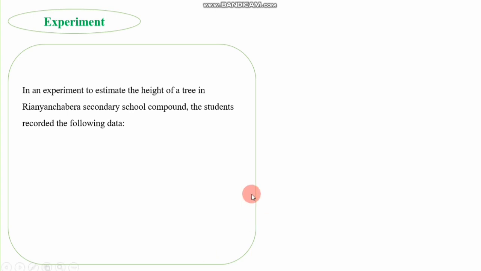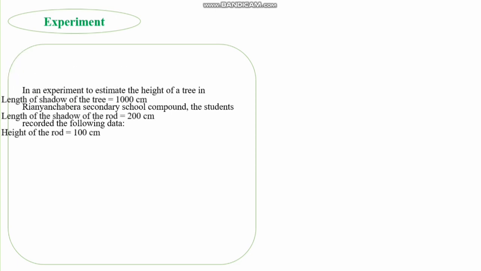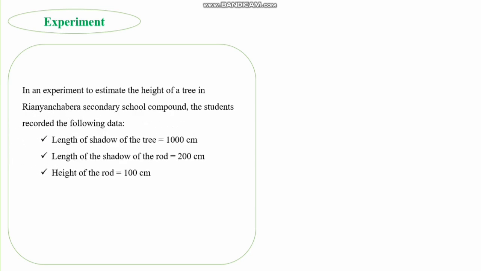In an experiment to estimate the height of a tree at the school compound, the students recorded the following data. The first data is the length of the shadow of the tree, which was found to be 1000 centimeters. Remember, it is easy to measure the length of the shadow of the tree because it is on the ground. The next data was the length of the shadow of the rod, which was found to be 200 centimeters, and the height of the rod, which was 100 centimeters.